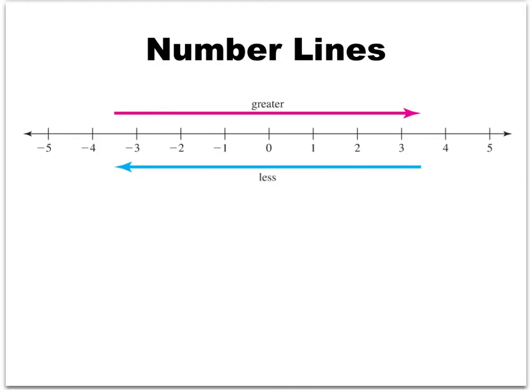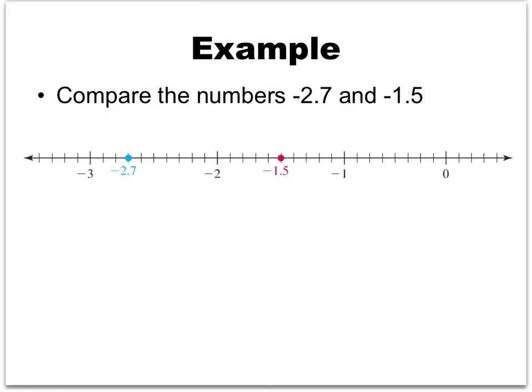Number lines are fairly simple, and they have the advantage that they work not only for positive numbers and decimals, they also work for negative numbers. So let's quickly illustrate how we can use this to compare the numbers negative 0.27 and negative 1.5. We plot these numbers on the number line just like we talked about in the last section. We're going to put a 0 here, define 1 unit, and then go 1.5 units to the left, plot the number negative 1.5. We're going to go 2.7 units to the left, plot the number negative 0.27, and there's how we plotted our numbers.